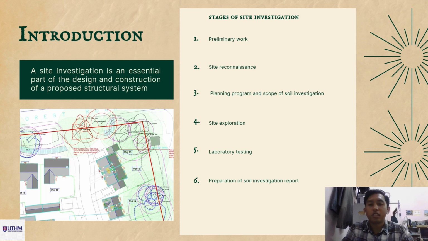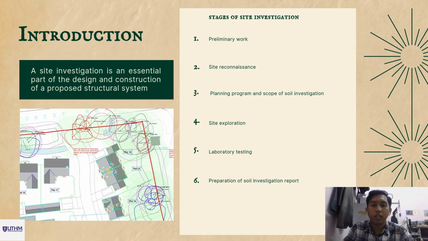Before starting any construction project, we need to do a site investigation. A site investigation is an essential part of the design and construction of a proposed structural system. There are six stages of site investigation. The first one is preliminary work, which involves collection of available information relevant to the site. Number two is site reconnaissance. The purpose of site reconnaissance is to establish by actual inspection of the site and the surrounding area.